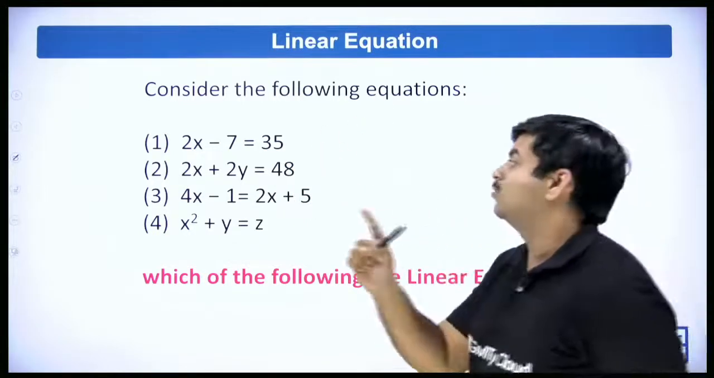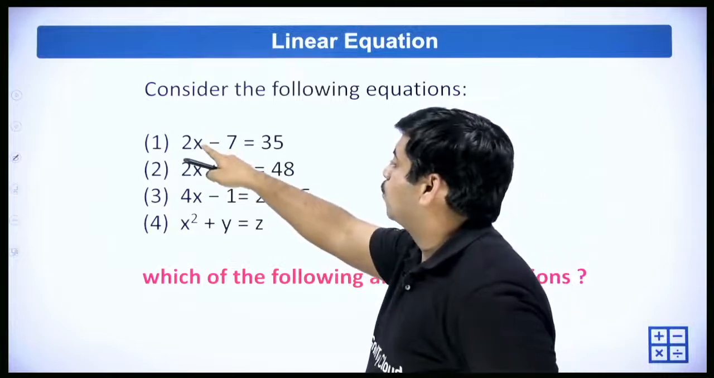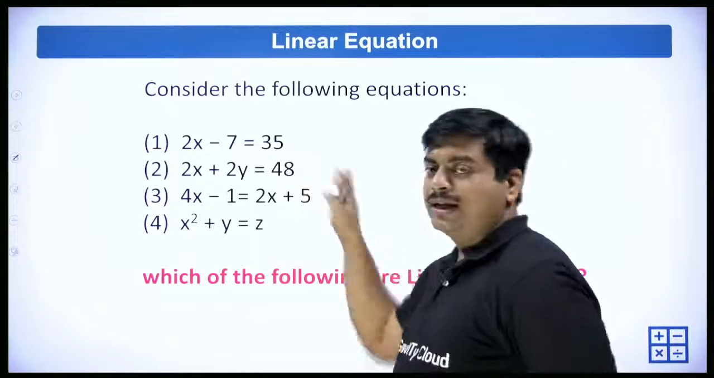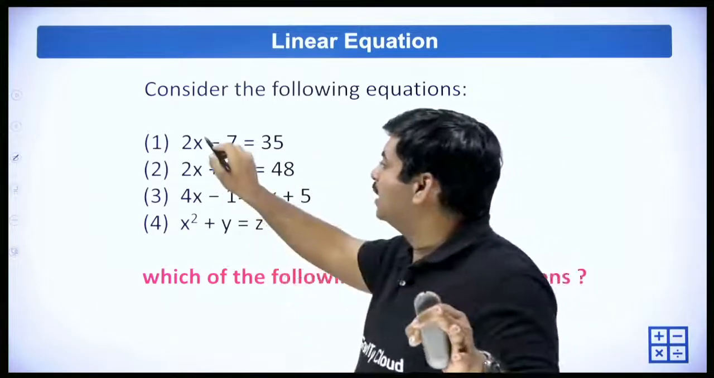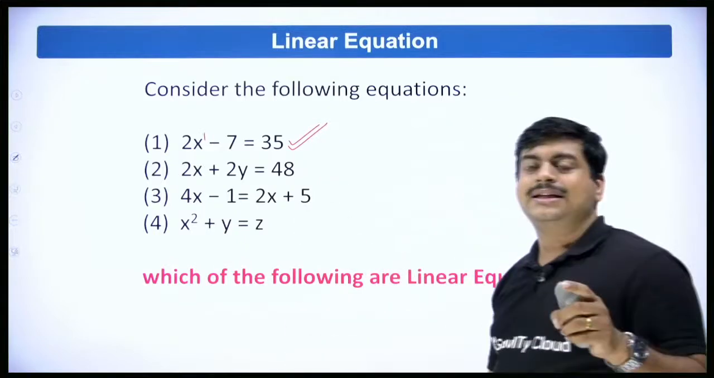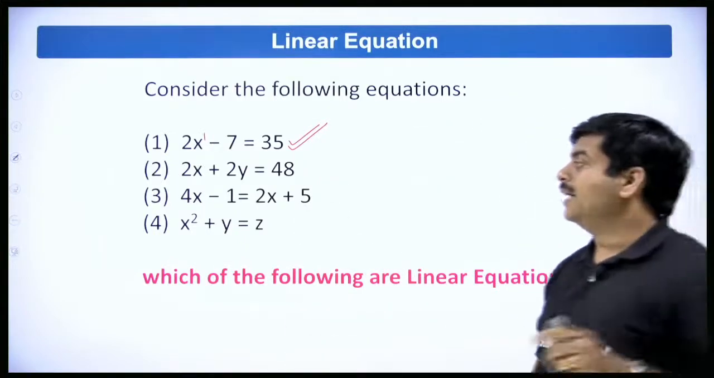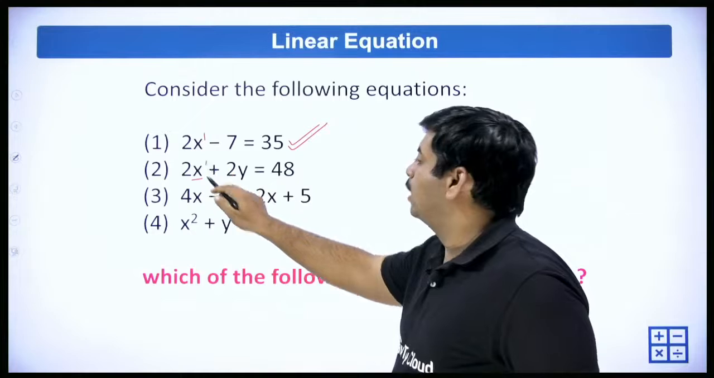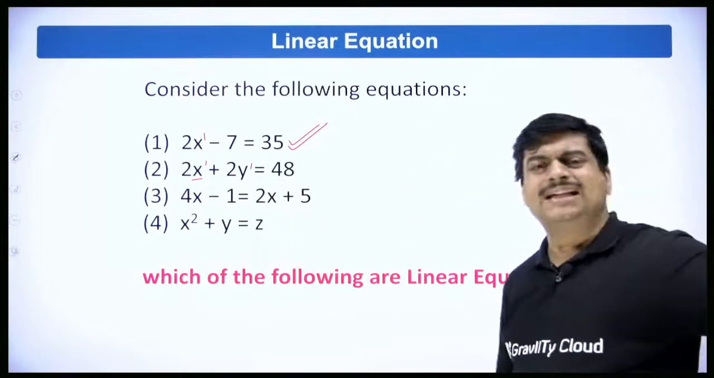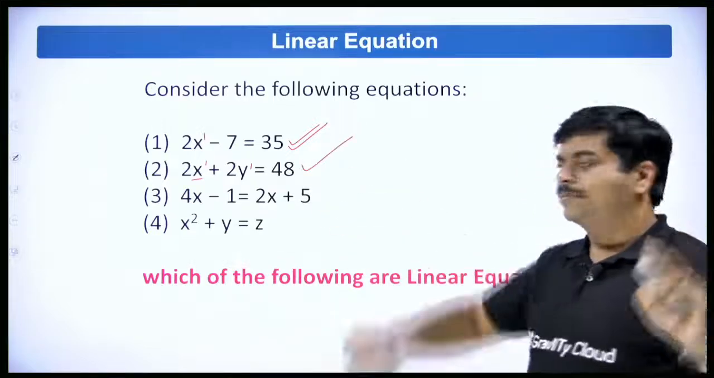2x minus 7 equal to 35. So you can see that x power 1, nothing is there, no problem. Here also no x terms are there. The only x term we are having, and that is x power 1, it is enough to say that it is a linear equation. The next one you have x power 1, y power 1, it is enough. You don't have any x squared term, so it is a linear equation.